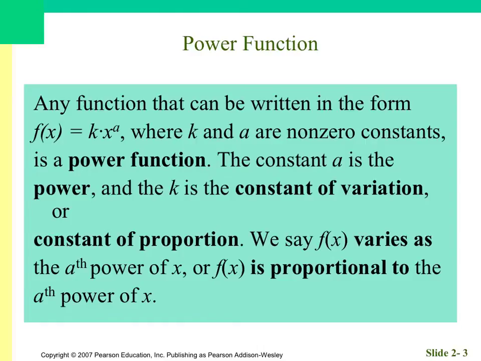The constant a is the power, and the k is the constant of variation, or constant of proportion. We say f of x varies as the a'th power of x, or f of x is proportional to the a'th power of x. Okay? So let's think about this.